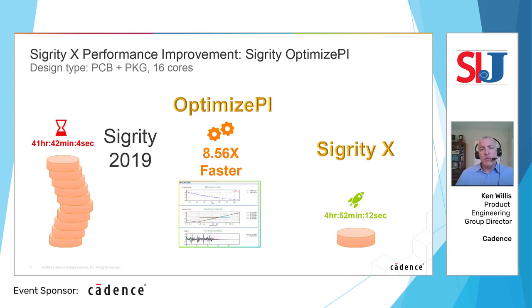This again is for a PCB and package merged together into one database and uses 16 cores. Originally, this took almost 42 hours to run the analysis. But with Sigrity X, we got that down to under 5 hours. For an overall speed up of about 8.5x.